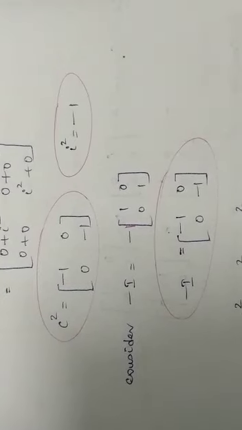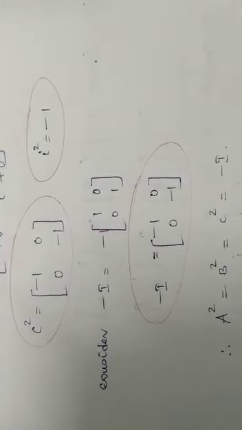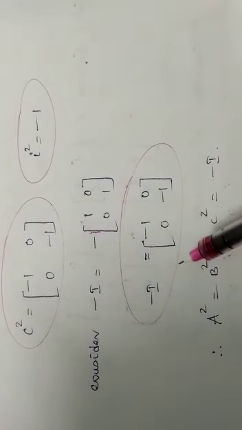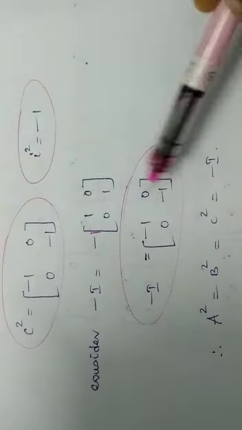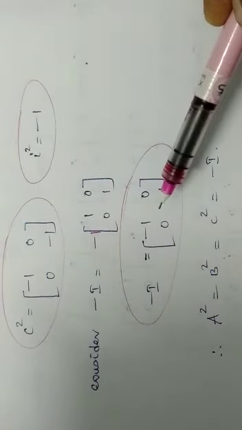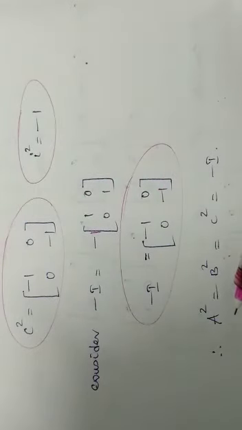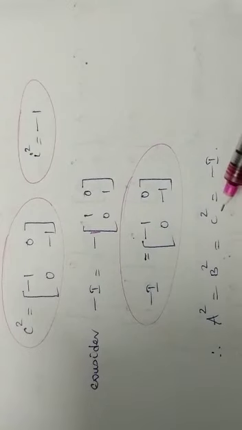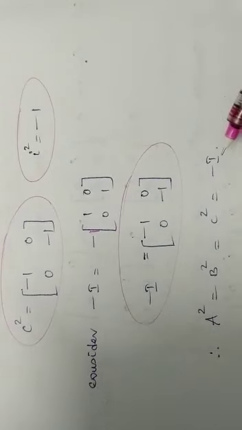If you observe A square, B square, C square and minus I, if you observe the results of A square, B square, C square and minus I, all these four are equal. So hence we proved that A square equal to B square equal to C square equal to minus I.